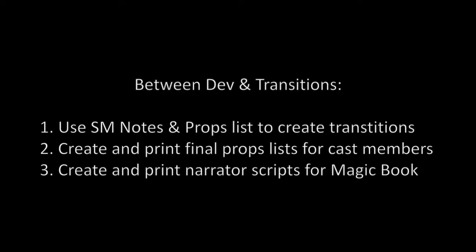Now, between development and transitions, that's when the bulk of your work is going to happen. The main things you'll be doing: 1, you'll be using the stage manager notes and props list to craft the transitions that you'll be reading off in rehearsals. 2, you'll create and print the final props list for the cast. And 3, you'll create and print narrator scripts for the magic book. That's all. Before transitions, you come into transitions, you tape the scripts in the magic book. You'll be assigning transitions as a stop and go and will make adjustments as needed.